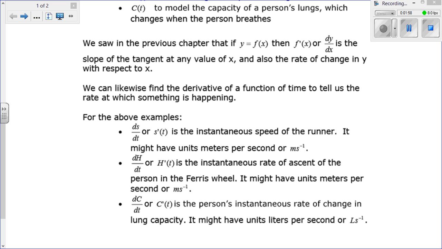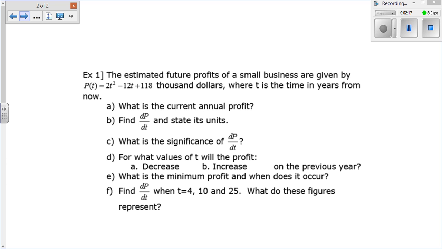dc/dt, or c prime of t, is the person's instantaneous rate of change in the lung capacity. It might have units liters per second, or L s to the negative 1. So anytime you see this s to the negative 1, that means per second. So let's try this.